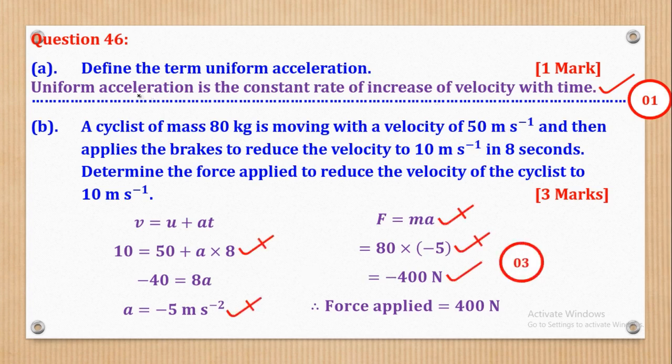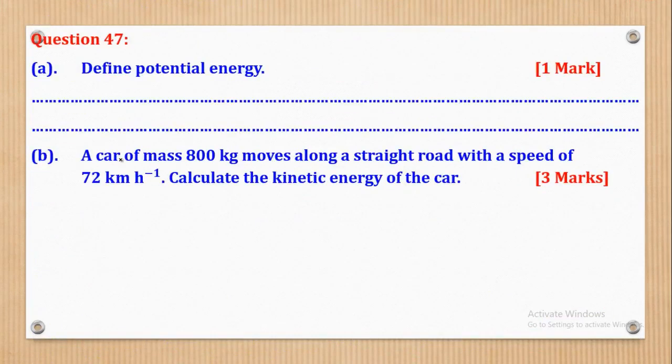So, full mark for definition of uniform acceleration, half a mark for the formula, half a mark for substitution, half a mark for output, half a mark for substitution, half a mark for output. So that means that you can either stop here at negative 400 or you conclude with 400, any is okay. So that was question 46. Now we shall go to question 47.